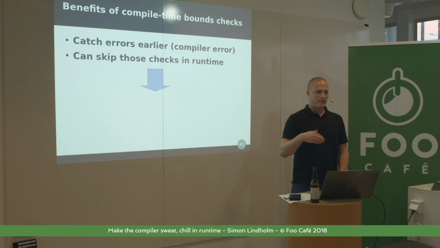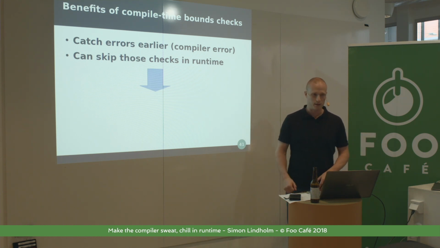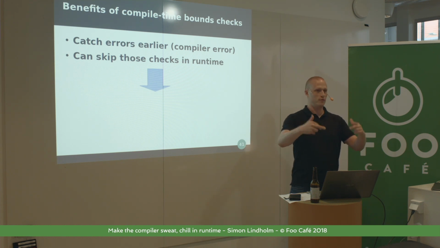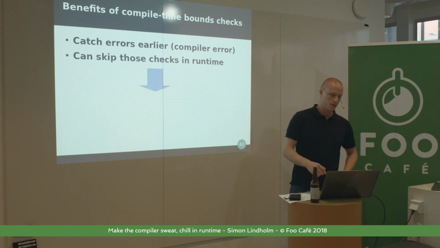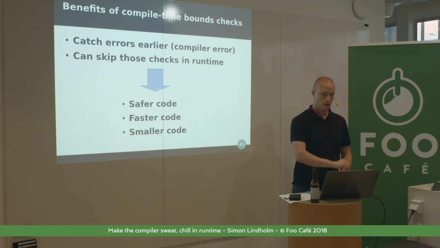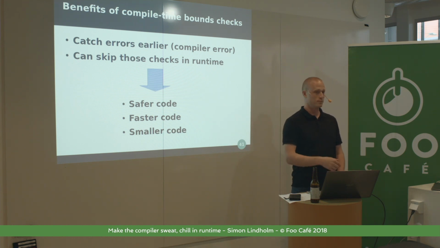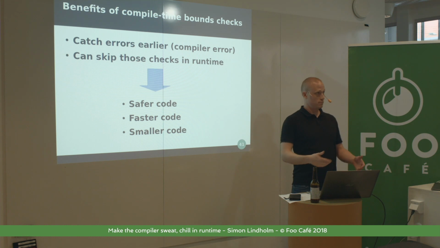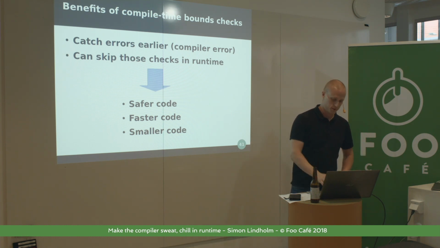Of course, like with any error, you want to catch them as quickly as possible. And the best type of error you can have is a compile time error, because that's something you catch very quickly. And if you can put a bound check in compile time, then you don't have to do it in runtime. If you already checked something and you know that it's correct in compile time, you don't have to check the same thing in runtime. So you can get safer code because you are checking your bounds and catching the errors earlier, and because you can skip some checks in runtime, it's also faster code.